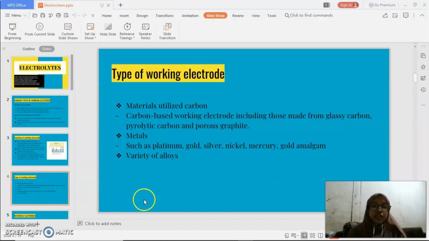The various types of working electrode, we have three types of working electrode. First is materials utilize carbon, which is the carbon-based working electrode, including that made from glassy carbon, pyrolytic carbon, and porous graphite. Third is working electrode can also be made up from varieties of alloys.